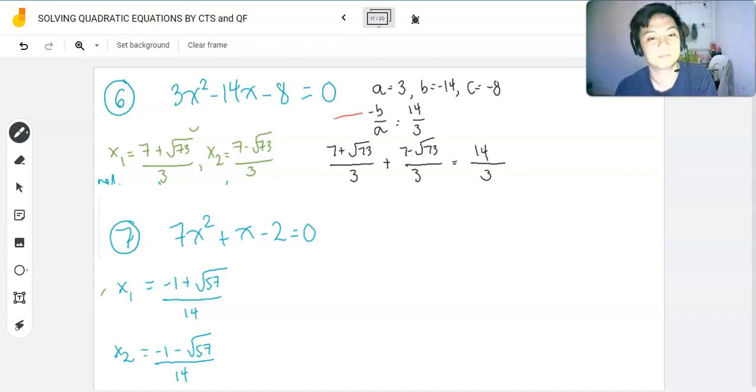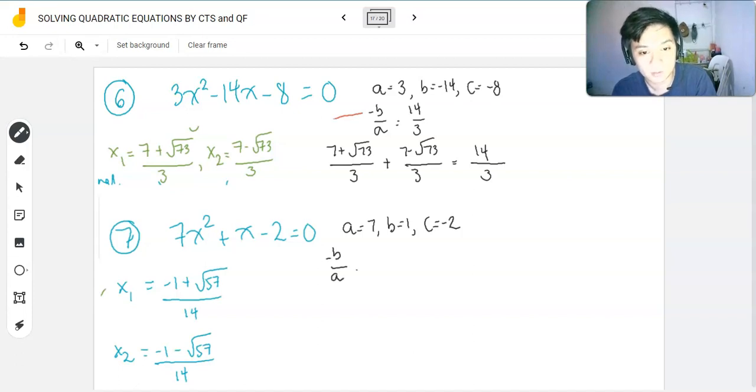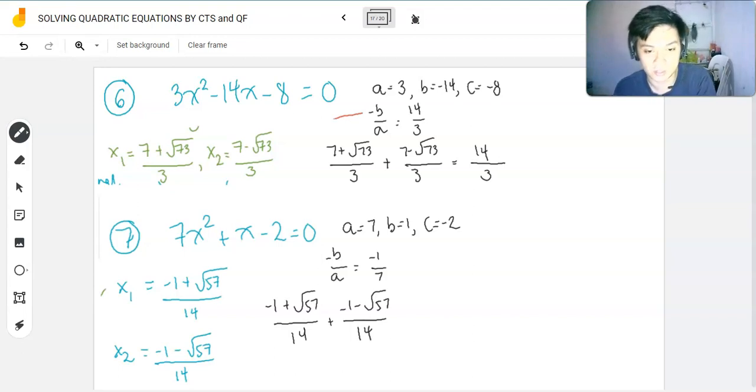Kaparehas nito. Next example. So, in this, a is 7, b is positive 1, and then c is negative 2. So, ano yung b over a? Negative b over a is going to be negative 1 or negative of 1 over 7. Na nakasimplest form na yan. So, it means ang negative 1 plus square root of 57 all over 14 plus negative 1 minus square root of 57 all over 14 should give us a sum of negative 1 over 7.